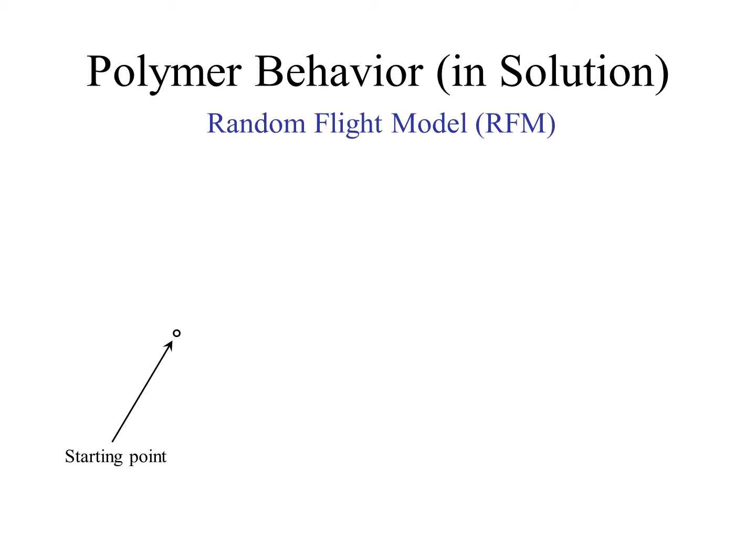We start with a drunk propped up against a lamp post. I'll label the starting point here. This would be one end of a polymer molecule. The drunk takes steps in any random direction, but each step is always the same distance. This step represents the standard bond distance for our polymer. We will label the step length L. For a carbon-to-carbon bond, it is 1.54 angstroms.